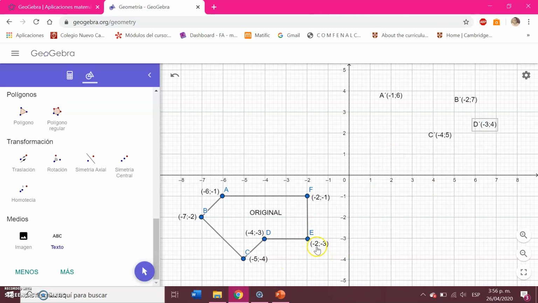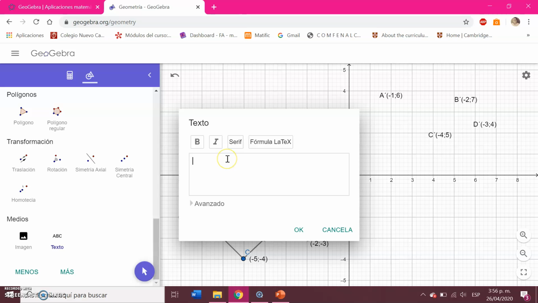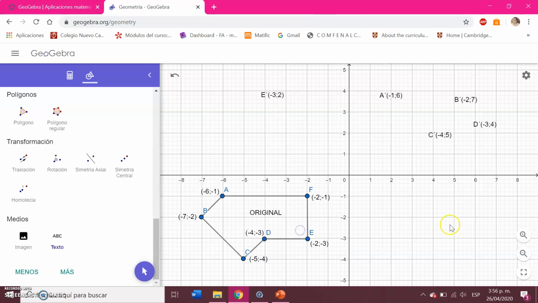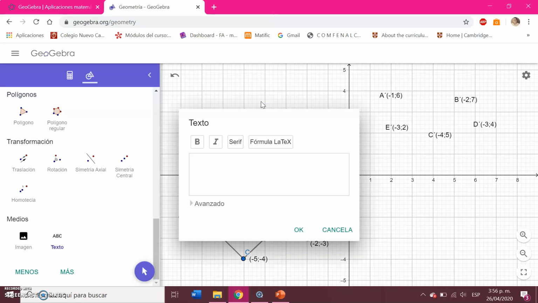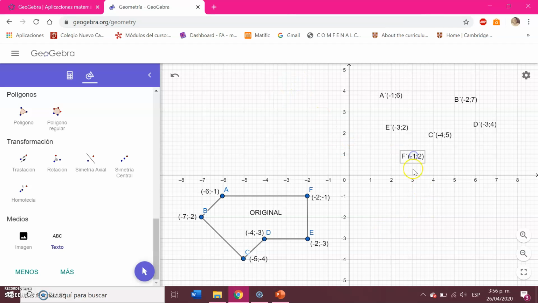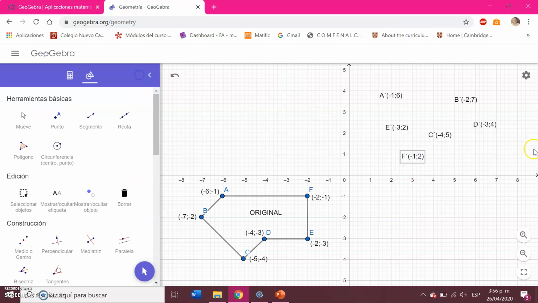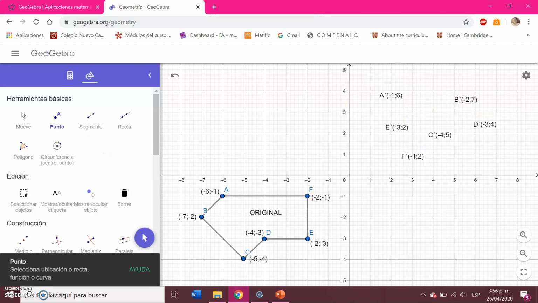Now let's do the E. -2 -3. So it will be -3, 2. And this is E rotated. -3, 2. Perfect. And finally the F. -2 -1. -1, 2 will be the F rotated using the rules. Now let's put the points on these coordinates, okay? And that way I will draw the final rotated shape.